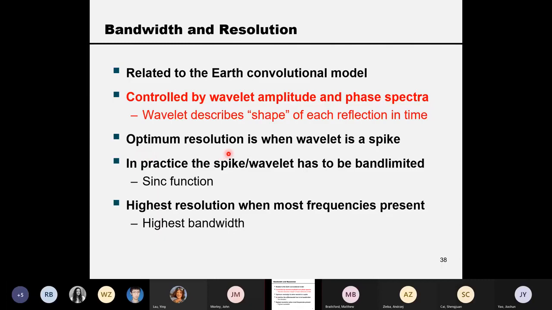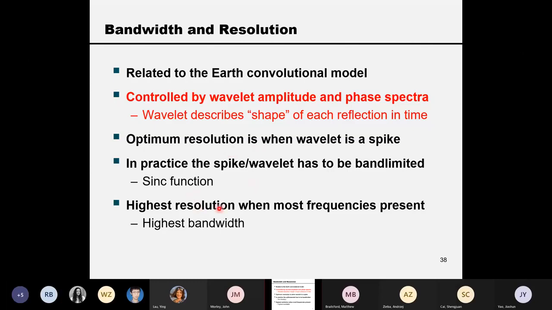Ideally, the optimum resolution is when the wavelet is a spike. Just like the model, if you remember, when we have an interface, we have a spike there. That's the ideal situation. But in the field, we do not have that ideal seismogram. What do we do? We try to somehow remove the wavelet effect and recover the reflectivities. That's the processing. You can see that? Because the modeling, which means convolution, is the forward process. So if we try to remove the wavelet, we call it deconvolution. Basically, we try to remove that, which is the inverse filter.